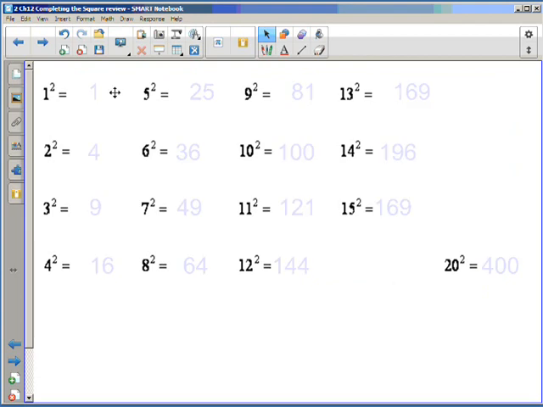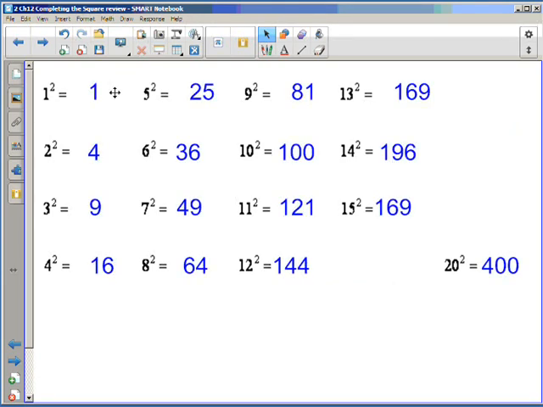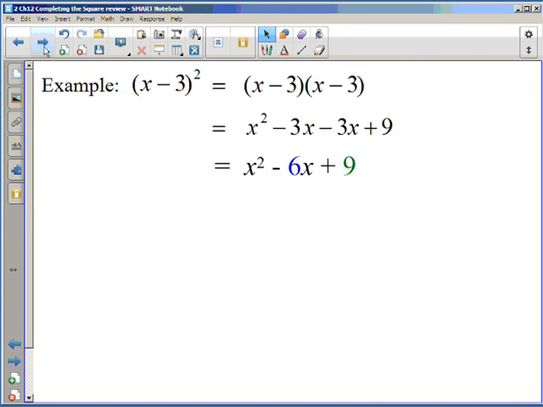Some of these are easier to remember than others, but they come up frequently enough that it's worth having them ready to go. For example, if you look at a problem like x minus 3 squared, we're just going to start with a binomial and square it. The binomial squared is x minus 3 times itself, which turns into an x squared, a minus 3x, and another minus 3x. That's a total of a minus 6x, and then a plus 9.